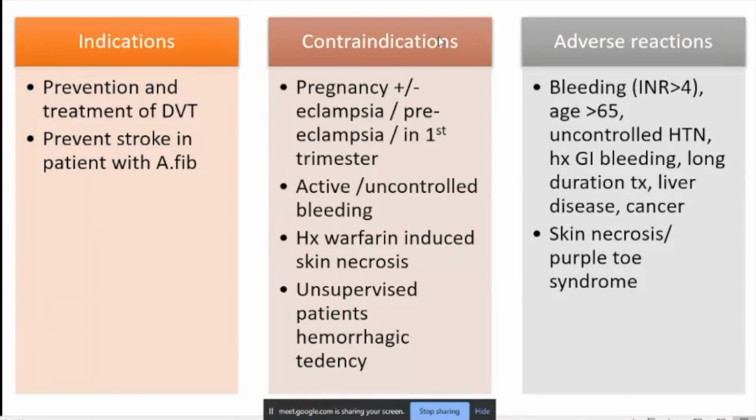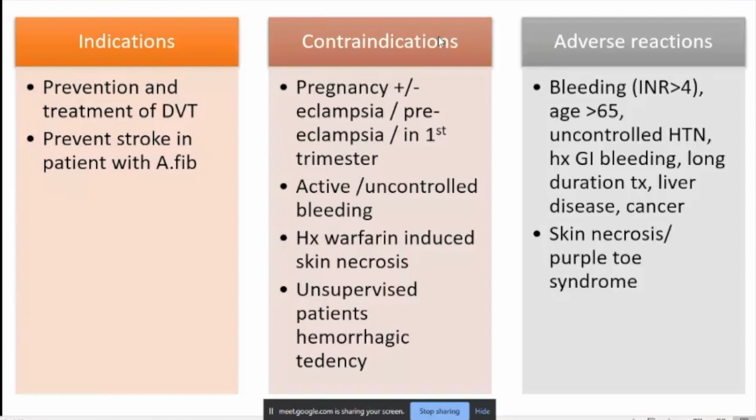If the patient has a liver disease, or cancer, and if we co-administer interacting drugs, we know that there is a big drug interaction list for warfarin, right? Warfarin is one kind of drug which interacts with pretty much everything. So if we co-administer warfarin with these interacting drugs, there is a risk of bleeding.